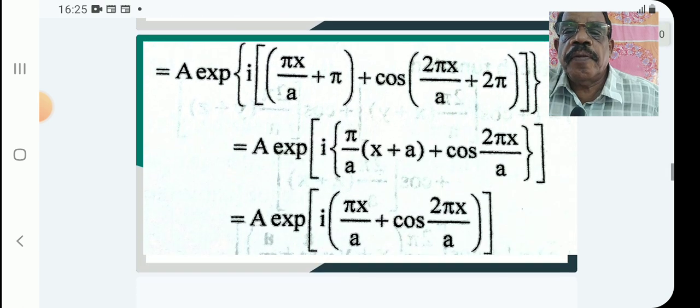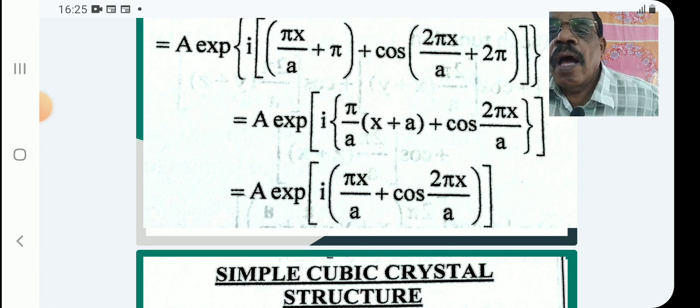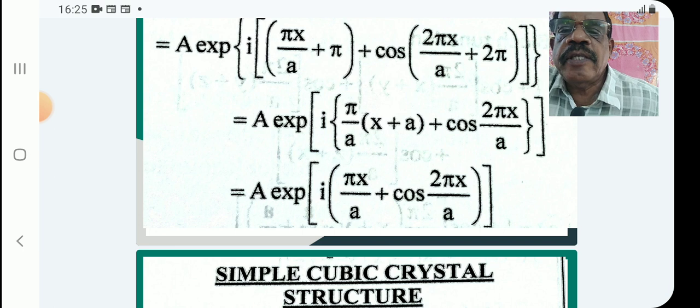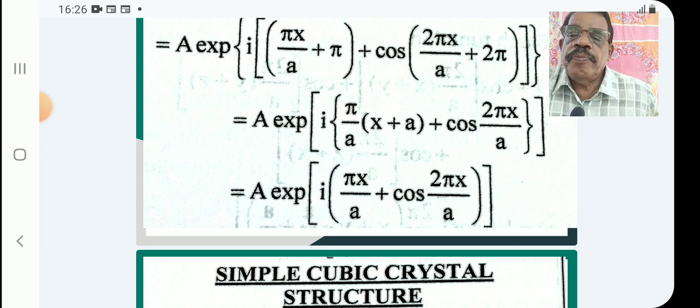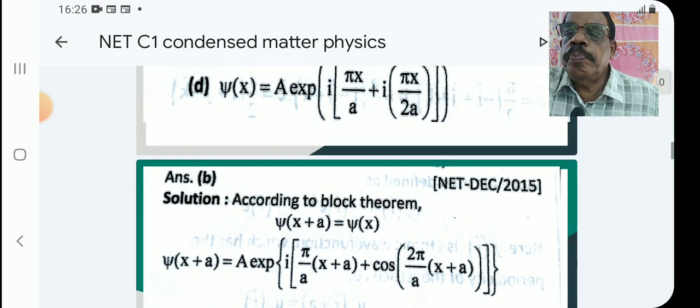Plus cos 2 pi x by a plus 2 pi. That step is repeated here, so we read the second line. That is A exponential i pi by a (x plus a). Pi by a is taken outside. We get pi by a (x plus a) plus cos 2 pi x by a. The step is repeated. Using Bloch's theorem, pi by a (x plus a) gives pi x by a. So A exponential i pi x by a plus cos 2 pi x by a. We apply Bloch's theorem in the last step. So the answer is B.